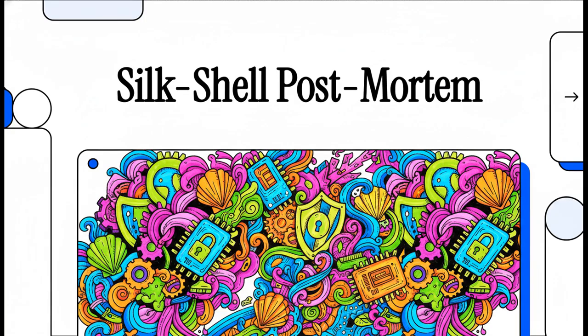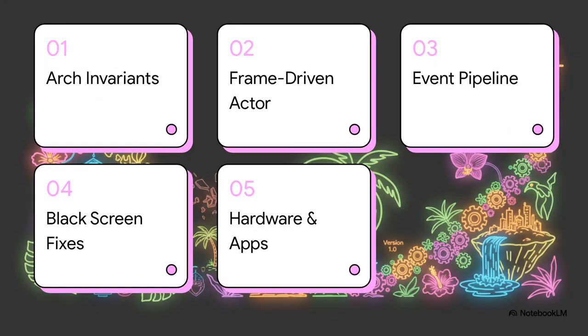So we're going to unpack exactly how we actually pulled off a zero-copy, mathematically sound UI using physical Intel memory protection keys, and maybe more importantly, how we squashed those catastrophic bugs that nearly derailed our whole last sprint. Here's a quick look at the agenda. We'll start with the Silk Shell architectural invariants, move into the frame-driven actor system, trace our proven event pipeline, do a post-mortem on those black screen and capability fixes, and then wrap up with our roadmap for hardware and apps.